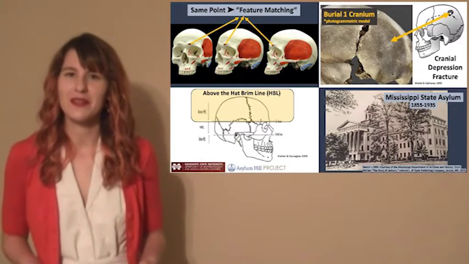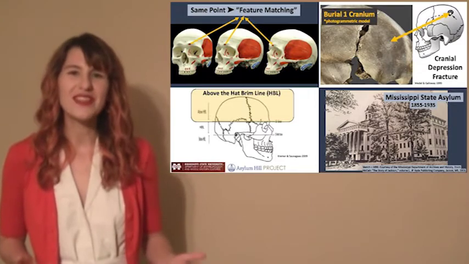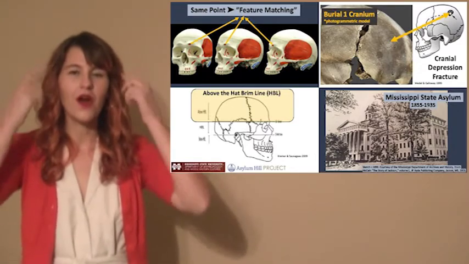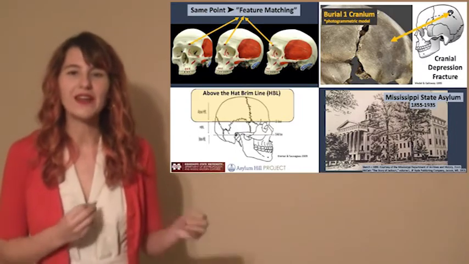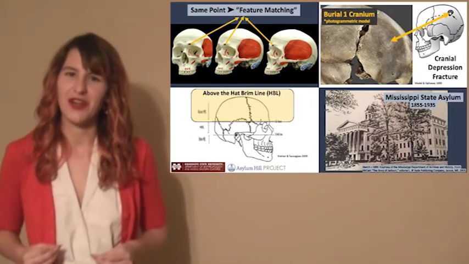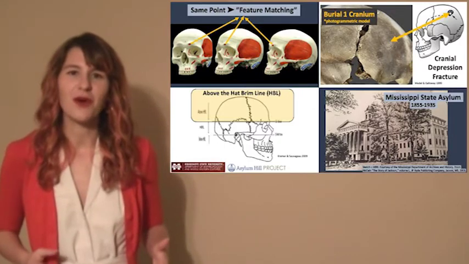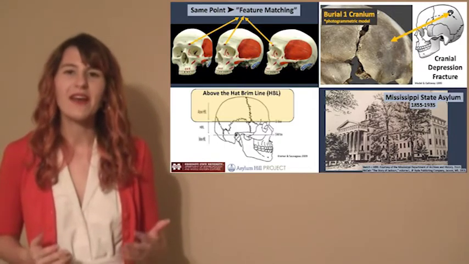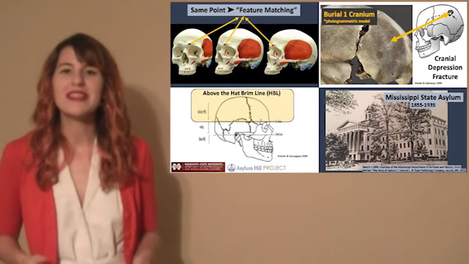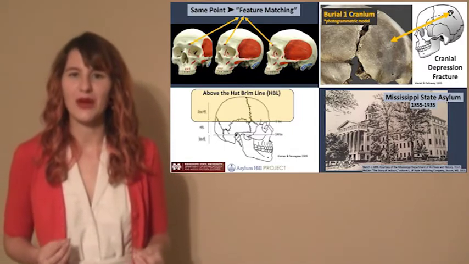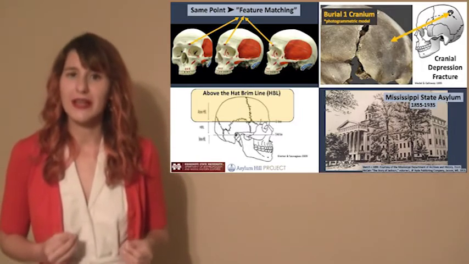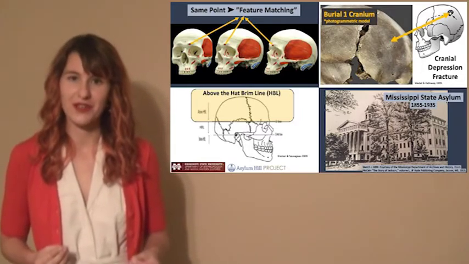This all stems from the concept of the hat-brim rule, or the rule that says that cranial injuries that occur above where the brim of a hat would fall are more likely associated with violent conflict than incidental injuries. Previous studies have shown that the individuals buried at the Mississippi State Asylum cemetery have a high frequency of these fractures, which makes this an ideal collection for asking the question, is photogrammetry an accurate method for the recording and analysis of cranial depression fractures?